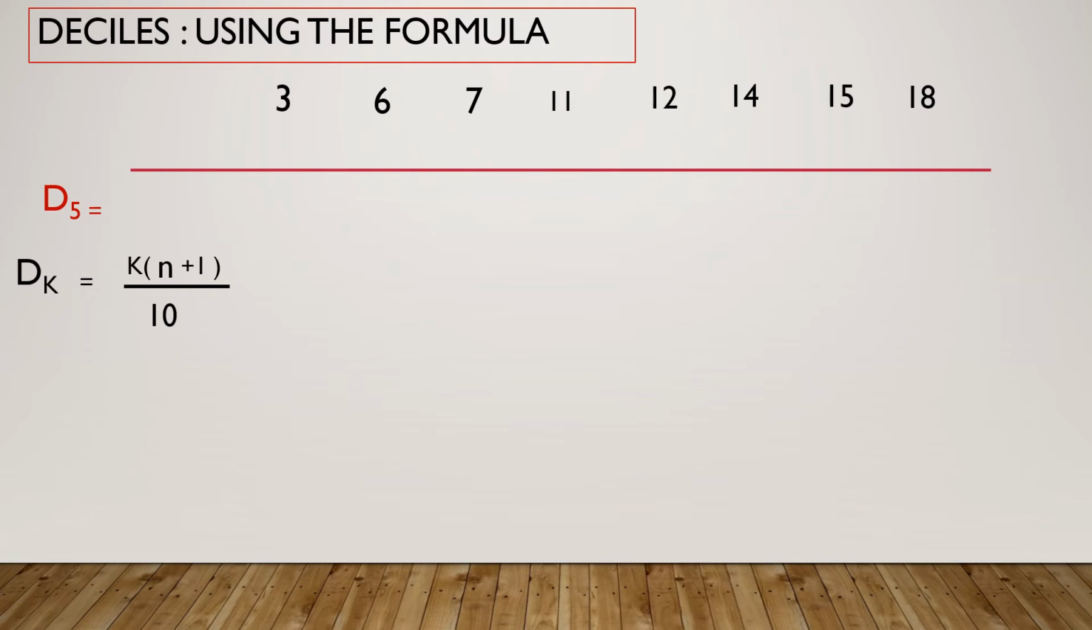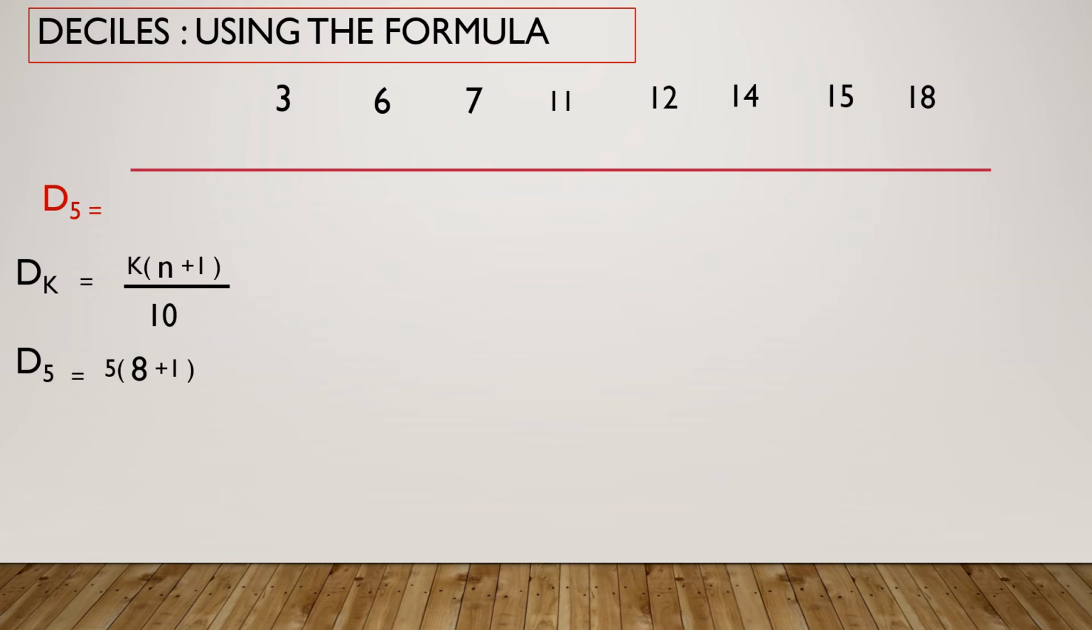Okay, now this time, we're going to solve for the deciles. Using the formula, so same formula except for the denominator this time is 10 because we are dividing the set of data into 10 equal parts. So again, D sub k, k means if you want to solve for the first, second, third, or fifth decile. And the fifth decile means the 50th. It's by 10, right? Okay, so what we are going to do is to simply substitute. If you want to solve for D sub 5 or the fifth decile, k is 5 and n is still 8.